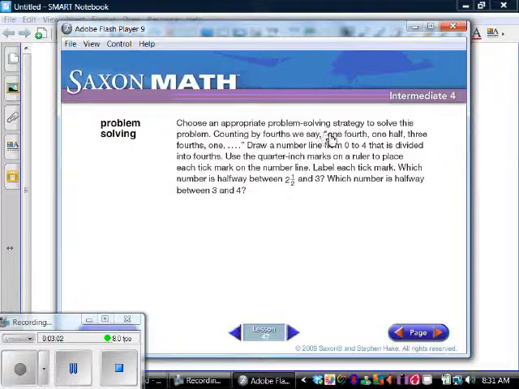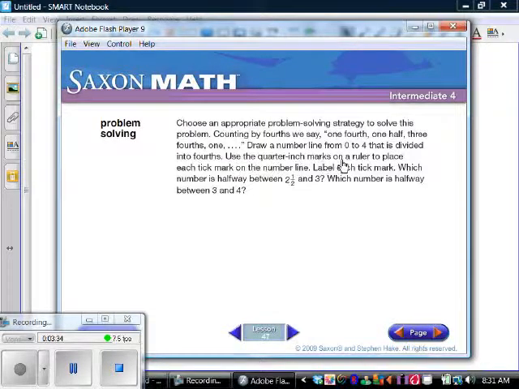Okay, let's think about our problem-solving strategy, and here's the number. Counting by fourths, we say 1/4, 1/2, 3/4, 1. Draw a number line from 0 to 4 that is divided into fourths. Use quarter-inch marks on a ruler to place each tick mark on the number line. Label each tick mark. Which number is halfway between 2 1/2 and 3? And which number is halfway between 3 and 4? So this is kind of like a short answer problem that we might have for a test, and we might have it for the end of the year test too.